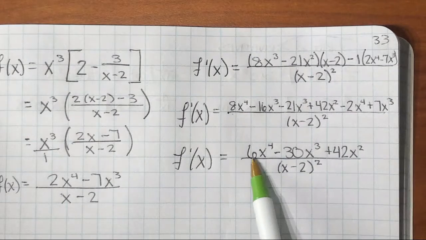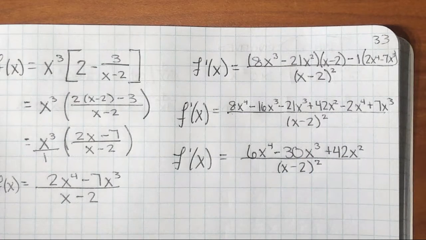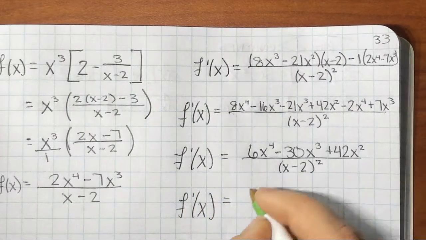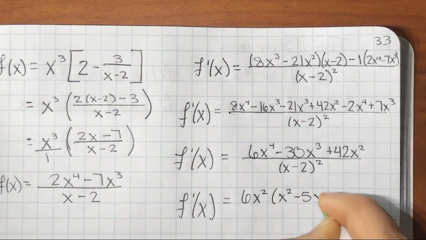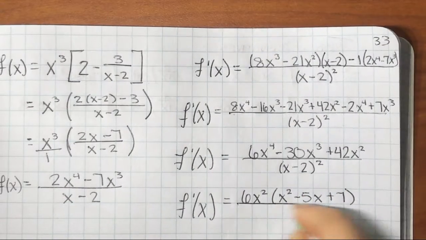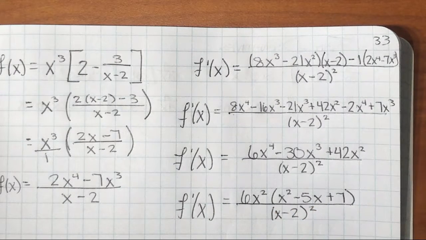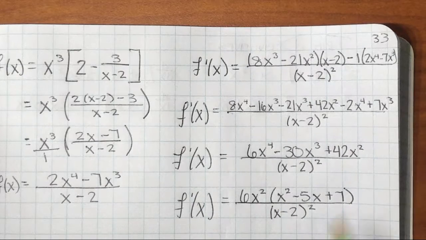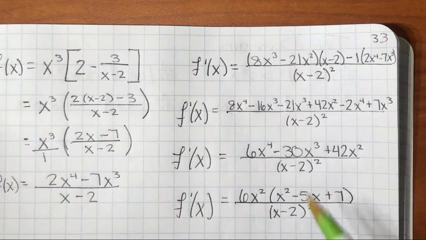And if I really, really was ambitious, what do all three of these terms have in common? 6x squared. Yeah, 6x squared. So you might see it written as this: 6x squared, which would leave x squared minus 5x plus 7, all over x minus 2 squared. Does this trinomial factor again? No, this one doesn't. So sometimes you have to look for that too.